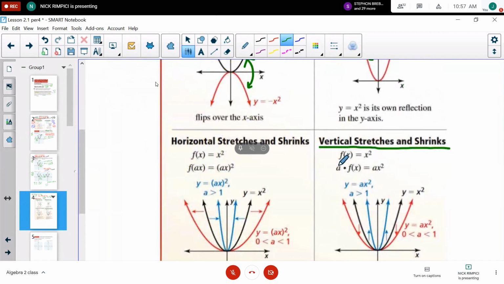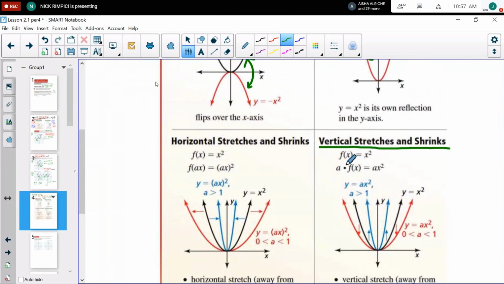There are two things that can happen. There's a difference between vertical and horizontal. With vertical, the a is multiplying the entire function. With horizontal, the a is multiplying the x inside the function. These are not the same activity. If you're multiplying the whole function by a, that's going to be vertical. If you're multiplying just the x by a, that's going to be horizontal.